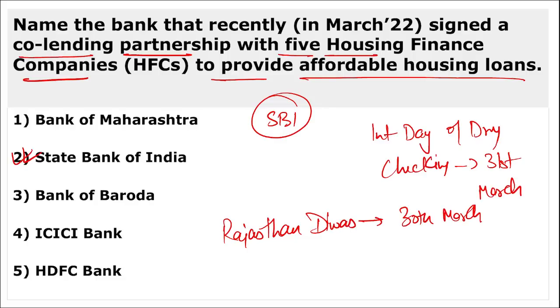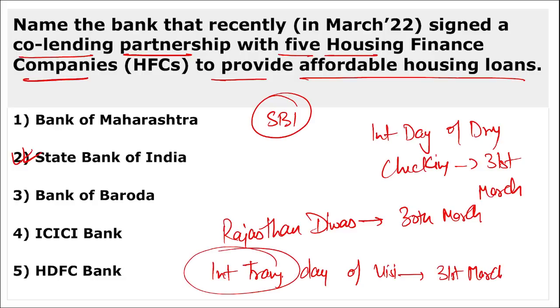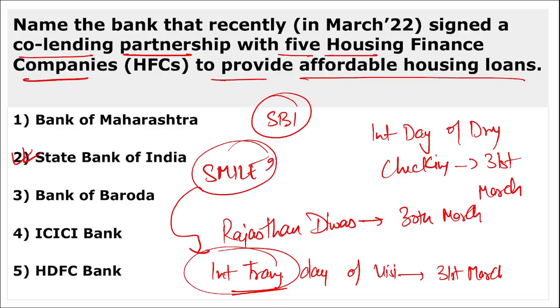Then International Transgender Day of Visibility. It is observed on 31st of March. Then if you remember, there was a scheme by the name Smile that was launched for the transgender community so that they can stop begging and they can indulge in some meaningful employment. So that was the Smile scheme, basically specifically for transgender people to stop them from begging.